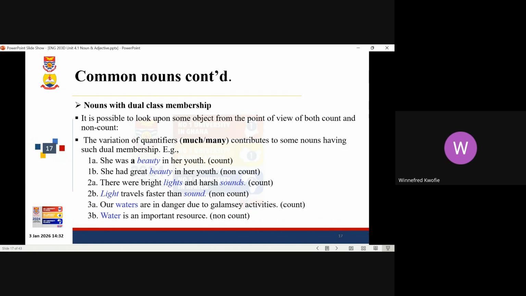A beauty. Once we've given the article a, denoting a singular item, it means for this particular one, we are classifying it as a count noun. She had great beauty in her youth. Great beauty. So this one had no article attached to it, and so it is referring to it in its generic sense. So this one becomes a non-count noun.